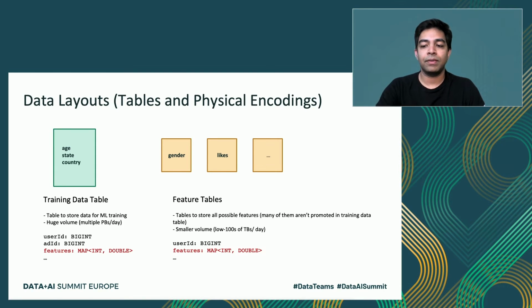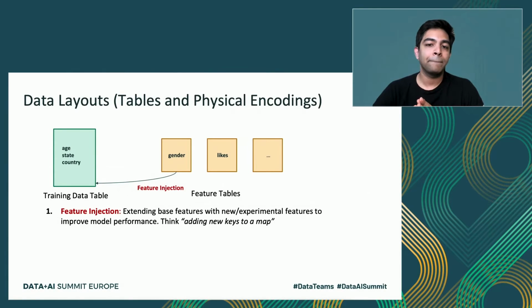So now that we know what training and feature tables are, let's talk about two common sets of operations that can actually be done on this data. First, feature injection is this process of extending base features with new and experimental features to improve model performance.